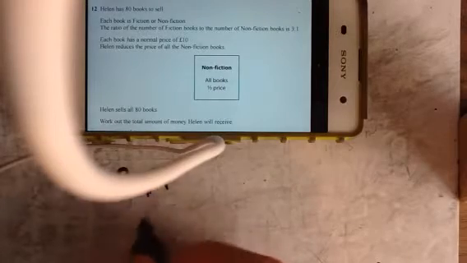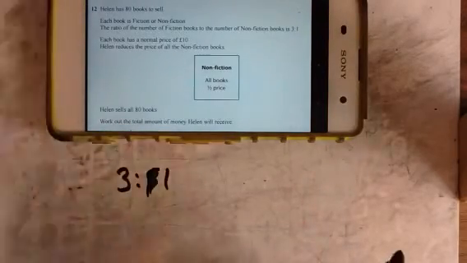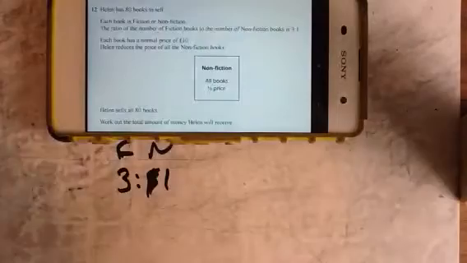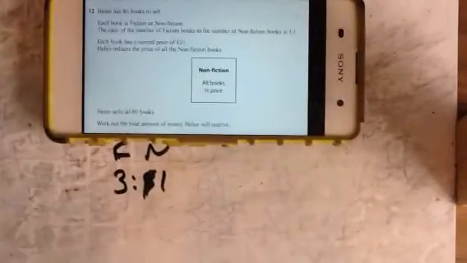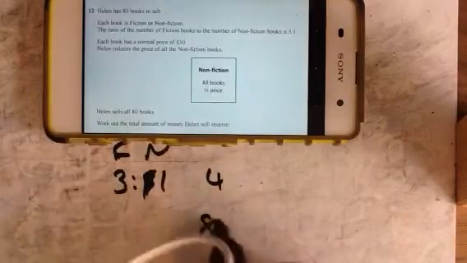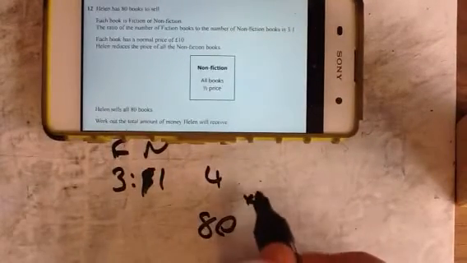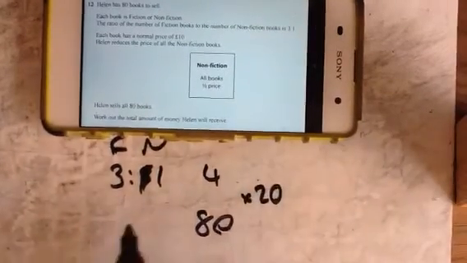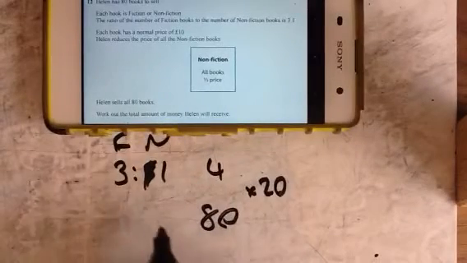Right, so let's say 3 to 1. Okay, I'm going to call this fiction to non-fiction. Now if we've got 80 books, let's divvy this up. 3 plus 1 is 4. We need to make this 80. So 4 times 20 is 80. So I need to times both of these by 20 to work out how many it is.